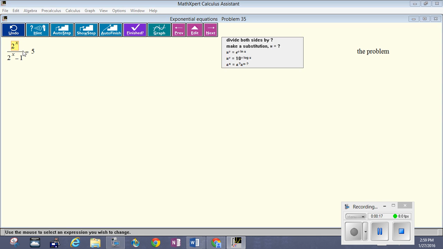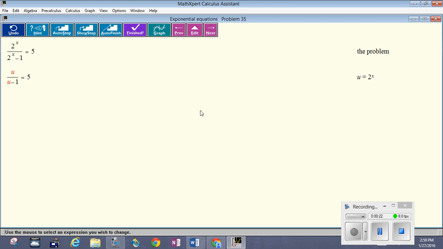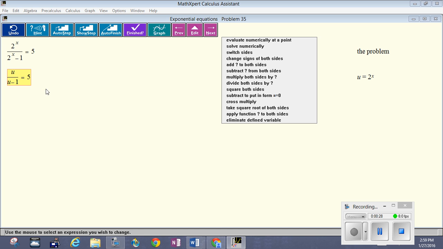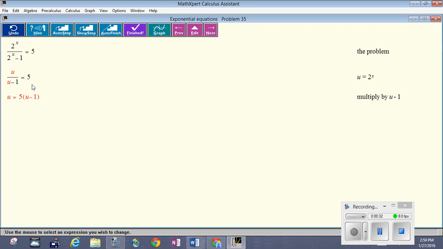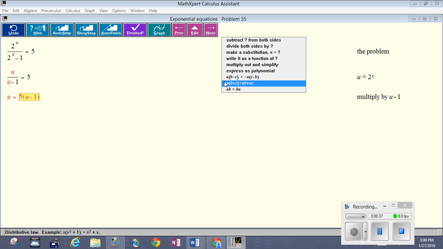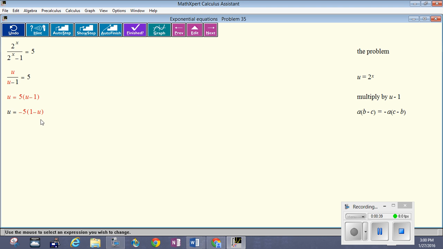Let 2 to the x equal u, okay? So I'm going to make it look like that. Now that looks a lot more user-friendly and generally invites you to cross multiply at that point, yes, okay? Upon cross multiplying, then of course we'd have to distribute here, all right, which it seemed not to want to do, so we'll just ask it to distribute now.